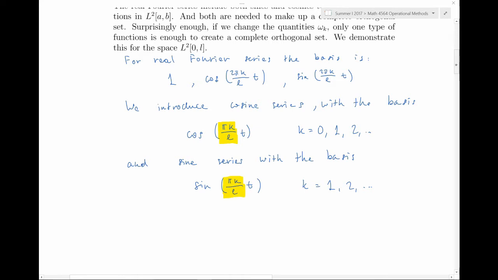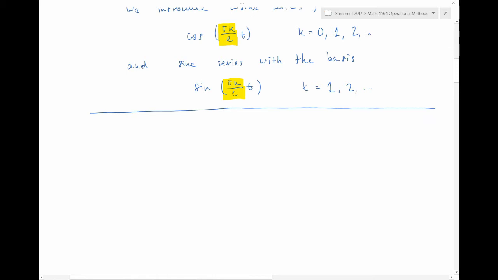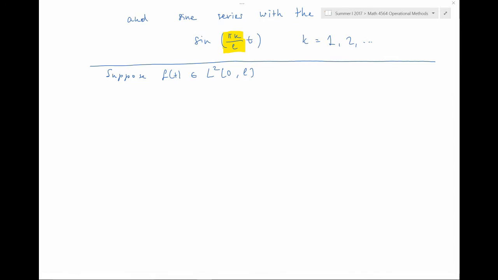For now, I want to develop formulas for the coefficients for those series. I'm going to use the standard framework of inner products and the coefficients. So let's assume that there is a function f of t that belongs to space L2 from 0 to L. If we try to use the cosine series for the function f of t, we need to compute the norm squares of each function. And the cases of k being 0 and k being non-zero are different, so I'm going to compute the norm of the function 1 separately from other functions.